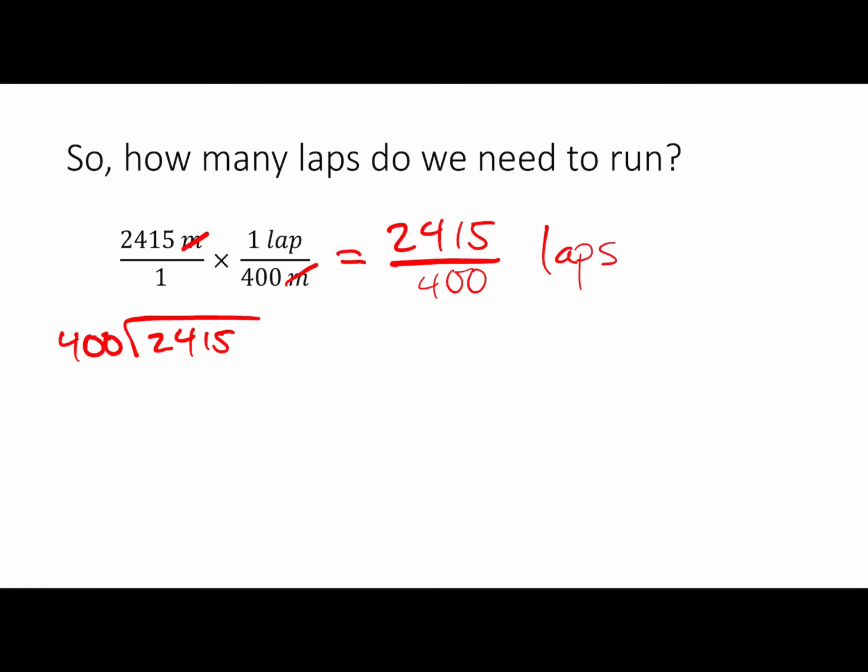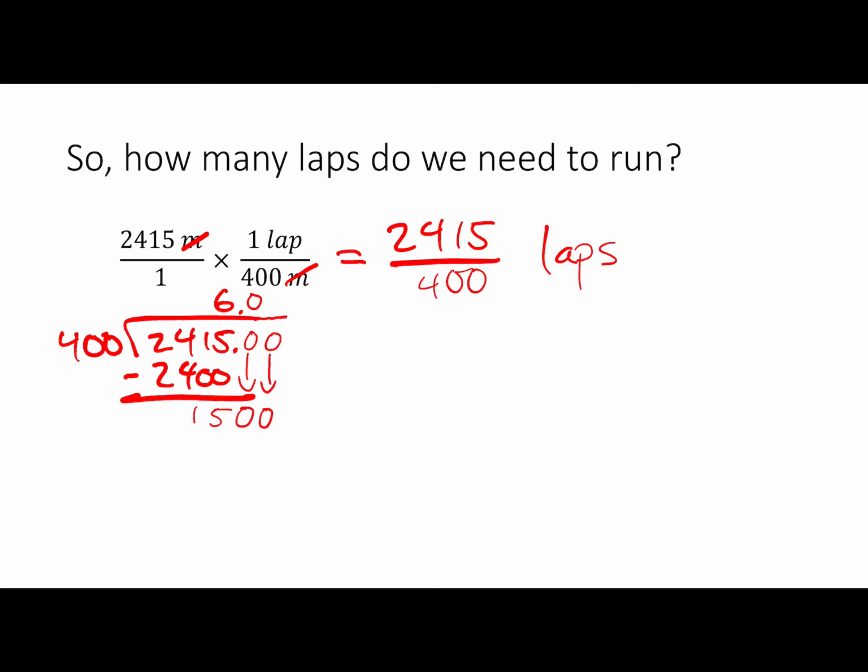So we need to do some division. We need to take 2,415 and divide that by 400. Well, I know 6 times 4 is 24, so 6 times 400 will be 2,400. And 2,415 minus 2,400 is just 15. So I have 15 remaining. I think this is going to be close to 6, but let's take our division a little bit farther just to see how close to 6 it is.